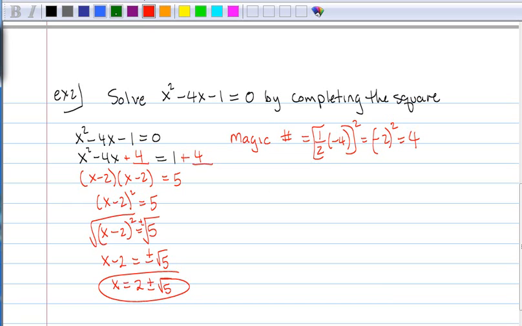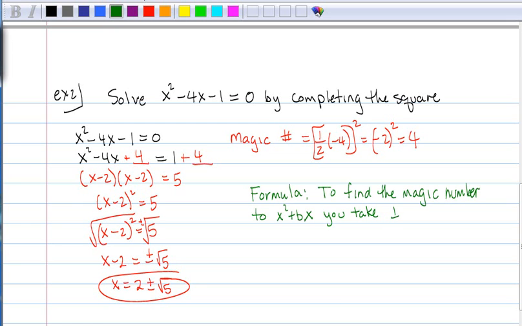So let's write down a formula for that. What's the formula? To find the magic number for x squared plus bx, you take 1/2 of that middle term and you square it. That is going to be the magic number.